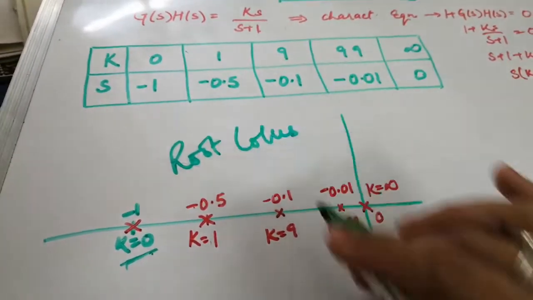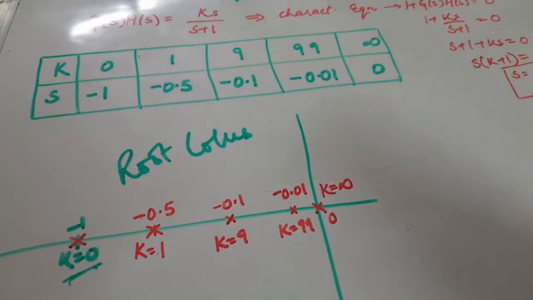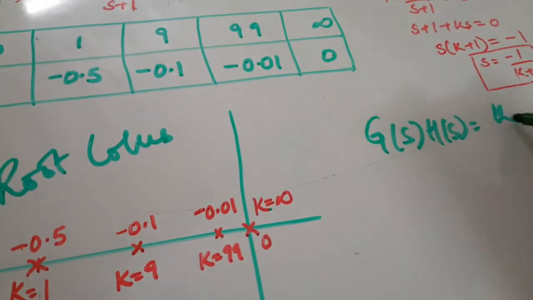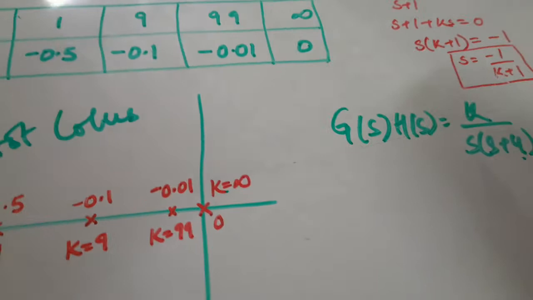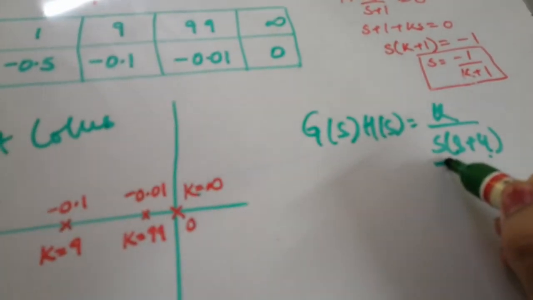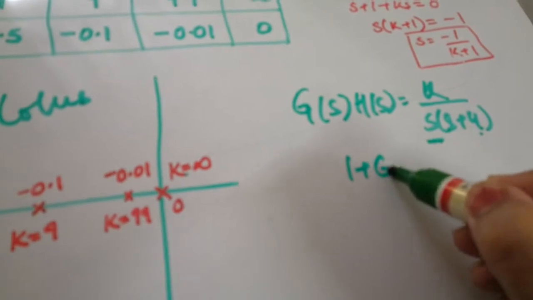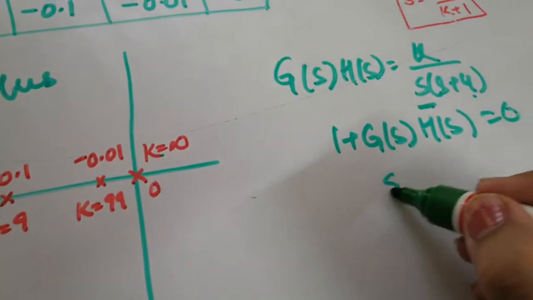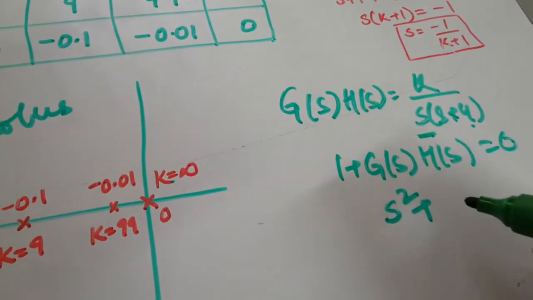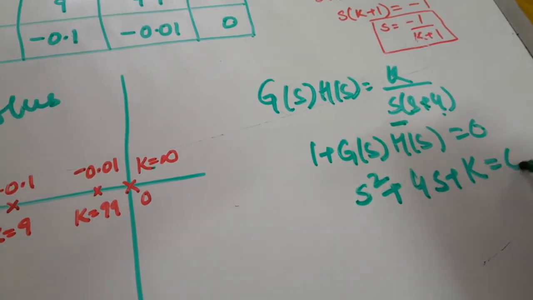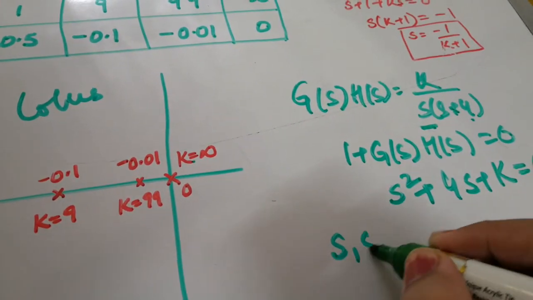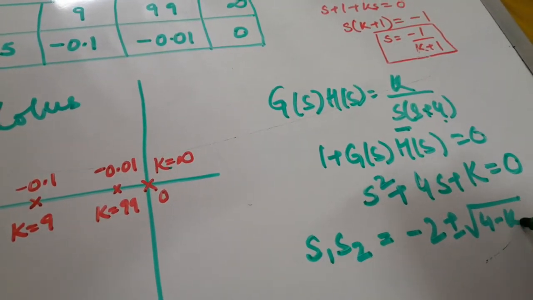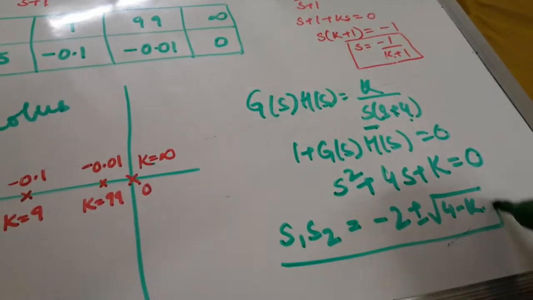Now, as we have drawn it this way, we can take another example, like G(s)H(s) equals K upon S into S plus 4. What is happening here is that the power of S has increased by 1. So the characteristic equation will become quadratic: S square plus 4S plus K equals 0. Now two roots will be there, S1 and S2, having values given by the b square minus 4ac formula.